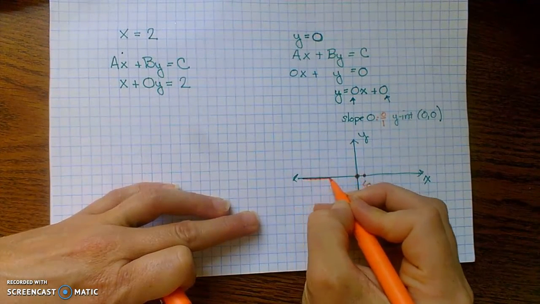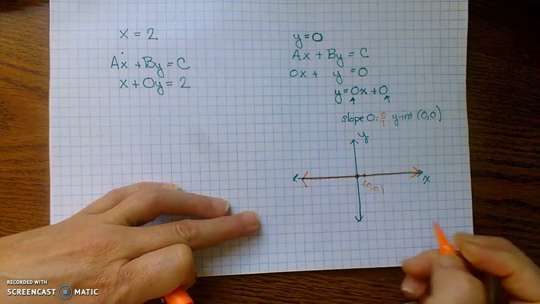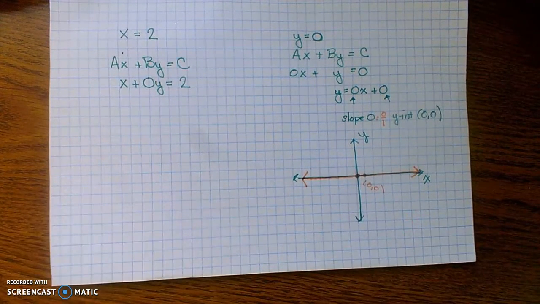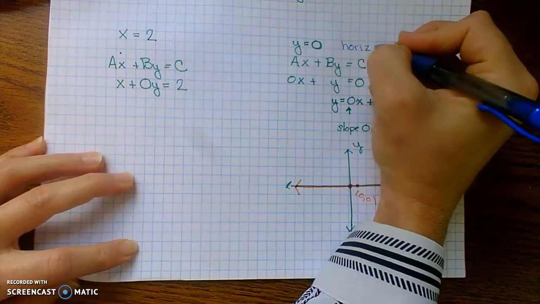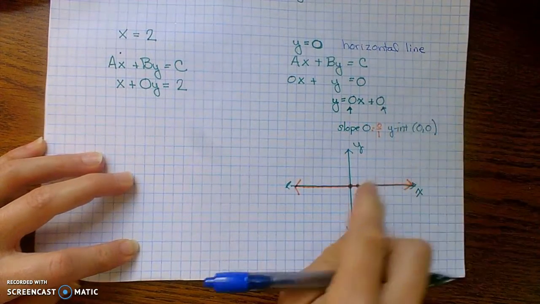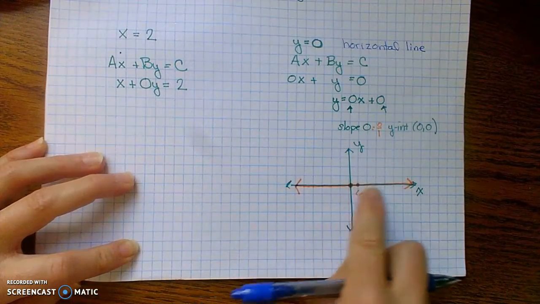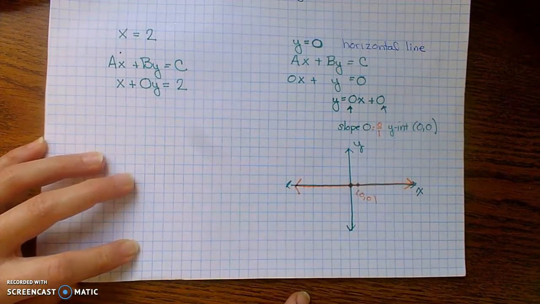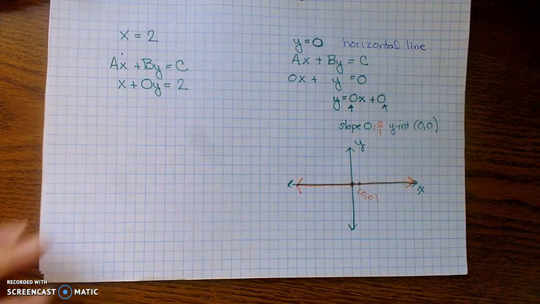So this is what a slope 0 line looks like. It's just a horizontal line. So this one, y equals 0, is a horizontal line. And it's down here at height 0, because the y-coordinate's always 0. Okay, now let's do the same thing over here with x equals 2.